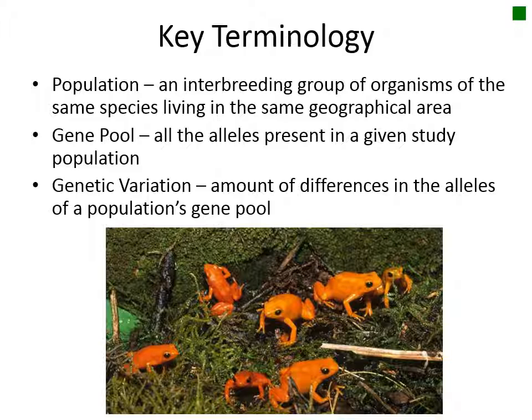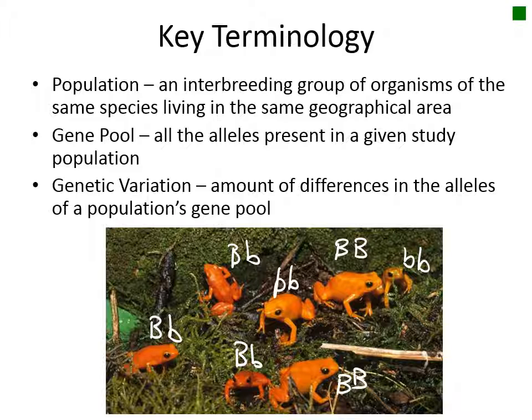Evolution occurs due to changes in the genetic variation of the population's gene pool. A gene pool consists of all the alleles for a single gene in a given population. Remember, from our section on genetics, each individual contains two alleles of a gene, one from their mother and one from their father. Looking at these frogs, some could be homozygous dominant for our gene, some could be heterozygous, and others could be homozygous recessive.